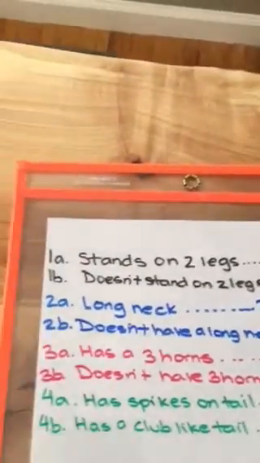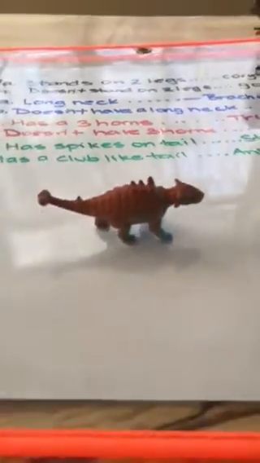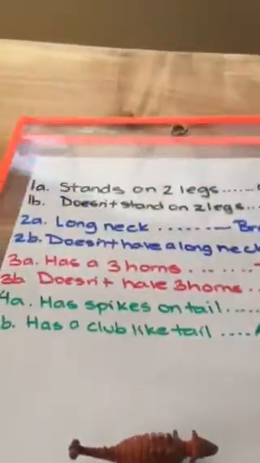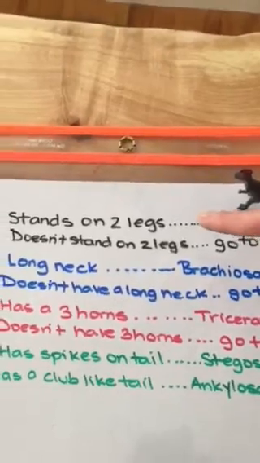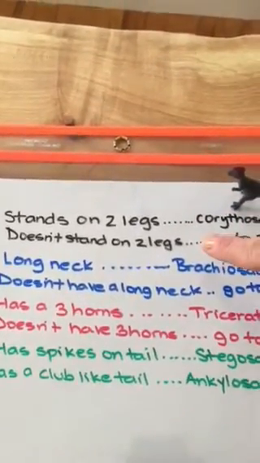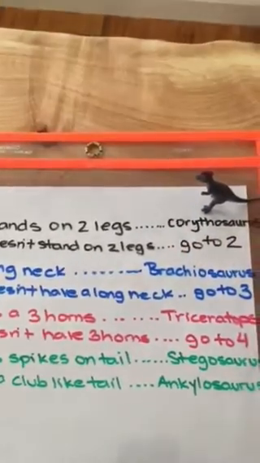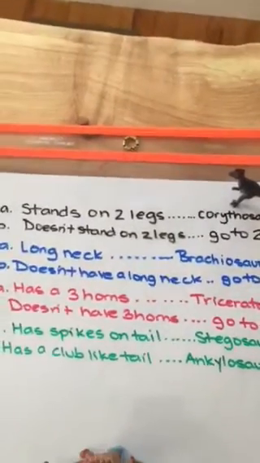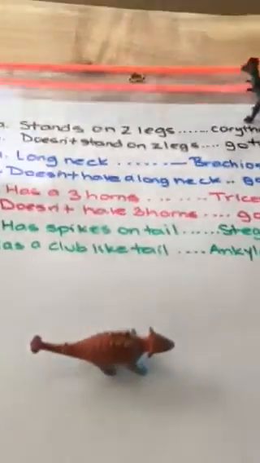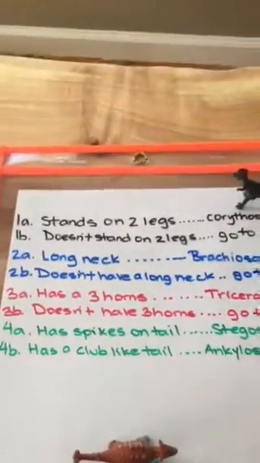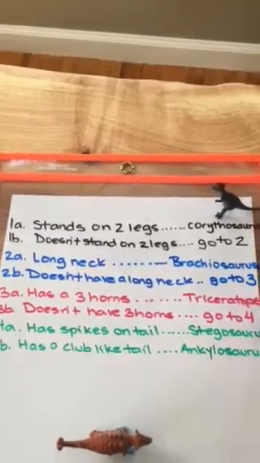Okay, let's look at our next dinosaur. Here's our next dinosaur. Go back to question number 1. Stands on 2 legs? Nope. Doesn't stand on 2 legs? Yes. So it says here, go to 2. Now I go to 2. Long neck or doesn't have long neck? Taking a look at him, he has a pretty short neck. So I'm going to go to doesn't have a long neck, which tells me go to step 3.